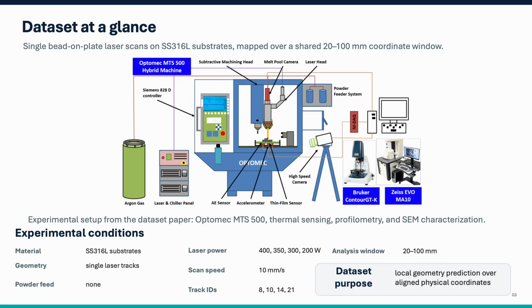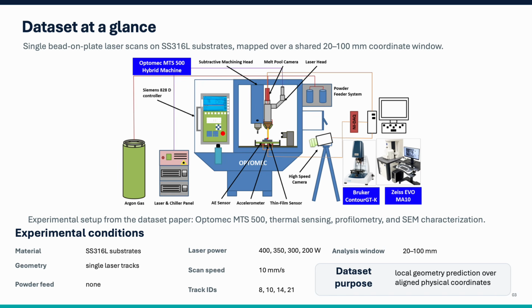The dataset consists of single bead-on-plate laser scans performed on stainless steel 316L substrates using the Optomec MTS hybrid DED platform. Four laser powers were investigated: 200, 300, 350, and 400 watts, while the scan speed was fixed at 10 millimeters per second. The realized experiments correspond to track IDs 8, 10, 14, and 21. For every track, the analysis focuses on a shared physical interval from approximately 20 to 100 millimeters.